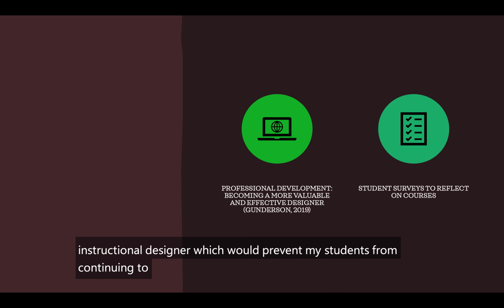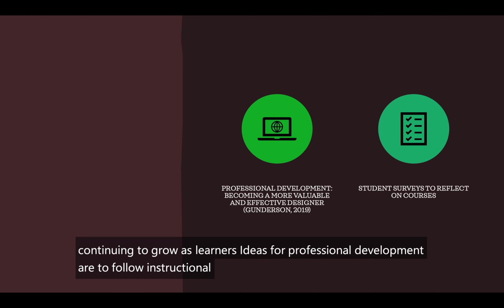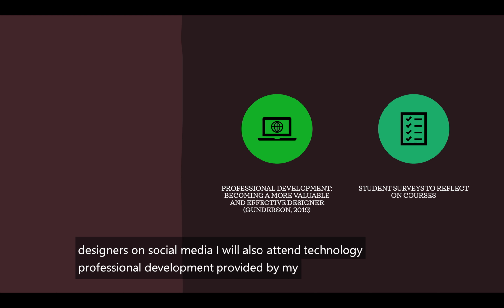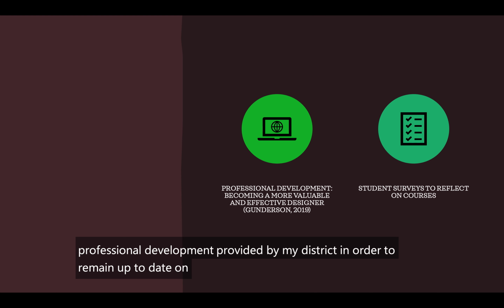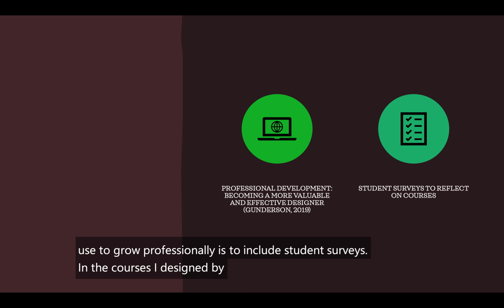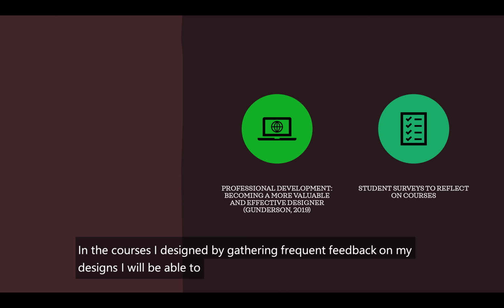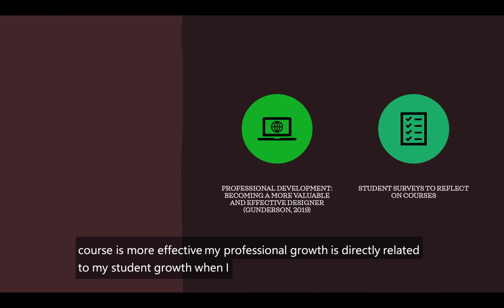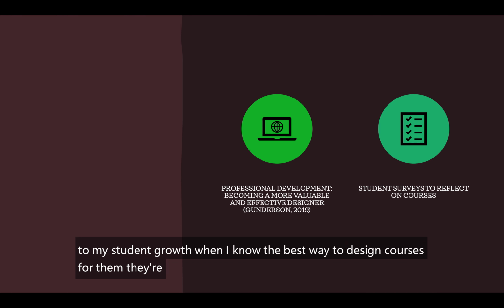to grow as learners. Ideas for professional development are to follow instructional design blogs and join groups for designers on social media. I will also attend technology professional development provided by my district in order to remain up to date on new technology. Another method I will use to grow professionally is to include student surveys in the courses I design. By gathering frequent feedback on my designs, I will be able to make changes and updates to make my courses more effective. My professional growth is directly related to my students' growth. When I know the best way to design courses for them, they are best able to learn.